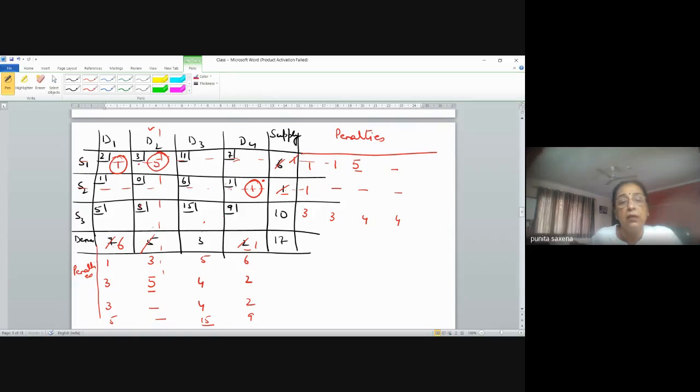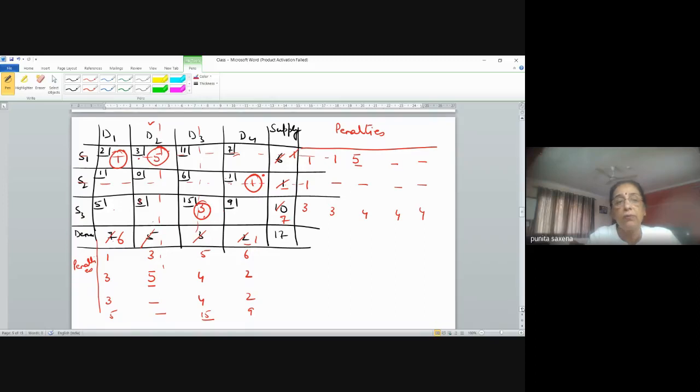Okay. Now, this has to be the minimum of 3 and 10. So we allocate 3 here. This gets exhausted. You are left with 7. And this column gets exhausted. Is that okay? Now, this is not to be considered. This is not to be considered. What is the penalty? 4, right? Now, for the columns, this penalty is 5, not to be considered, exhausted. This penalty is still 9.